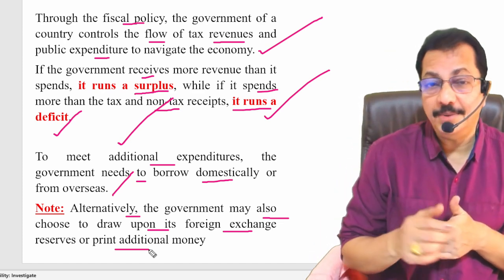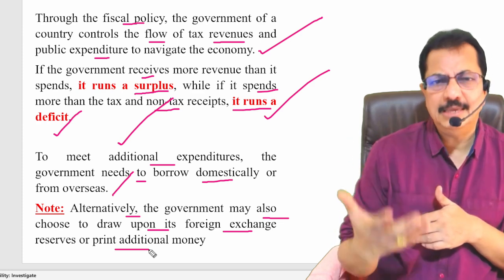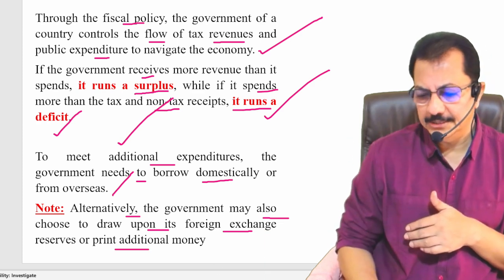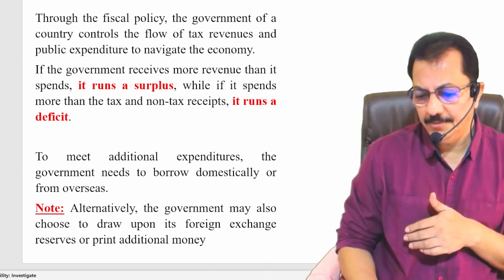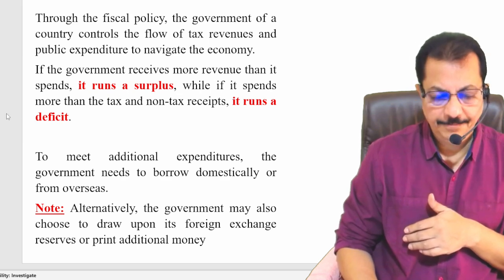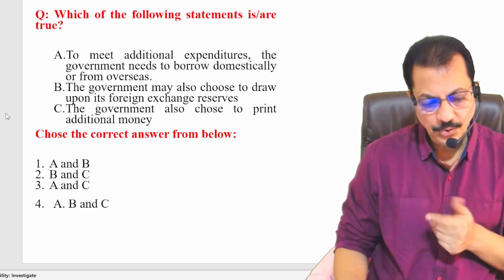That will not happen every time. In very, very rare circumstances it will happen. Is that okay? That is the reason why RBI is expected to act autonomously. Look at this. We have a question.